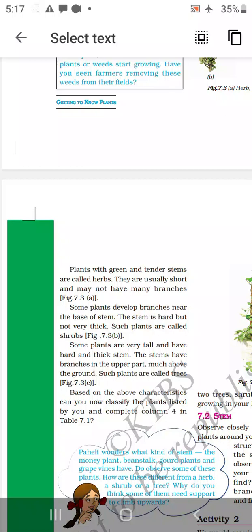And very tall, big plants with hard and thick stems, which have branches in the upper part also, above the ground, are called trees. These are the three kinds of plants. Herbs, shrubs and trees are the three kinds of plants.